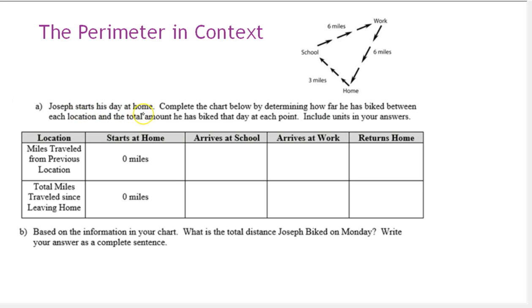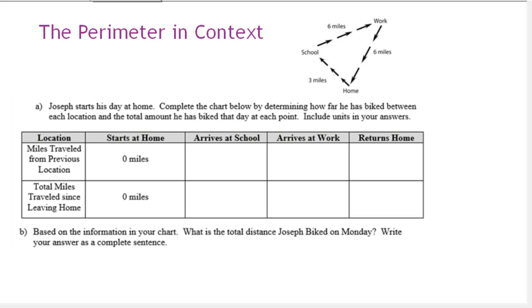Joseph starts his day at home. Complete the chart by determining how far he has biked between each location and the total amount he has biked that day at each point. Include units in your answers. So notice this says miles traveled from previous location, starting at home, and here we're going to put the corresponding total miles. So he starts at home.